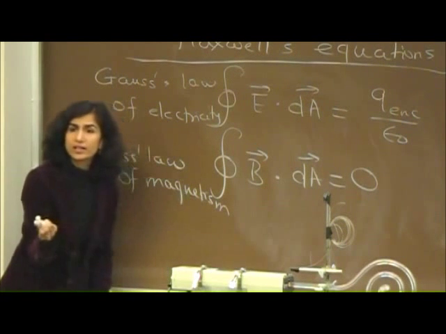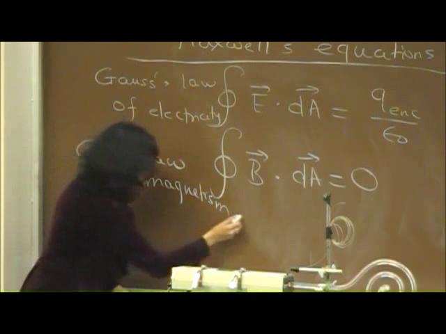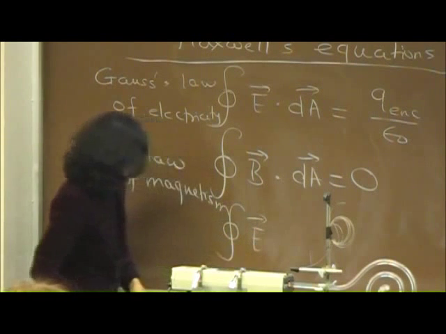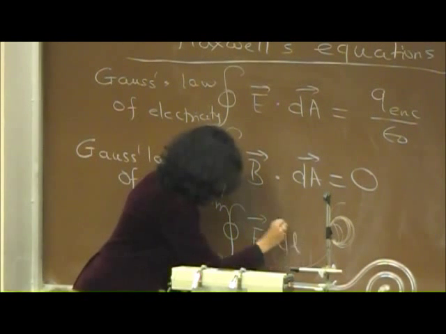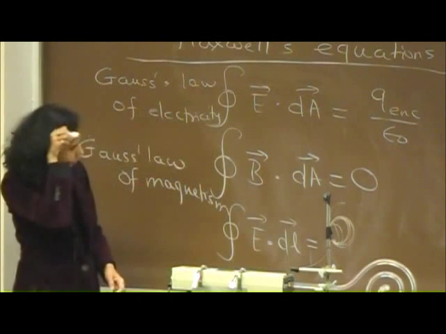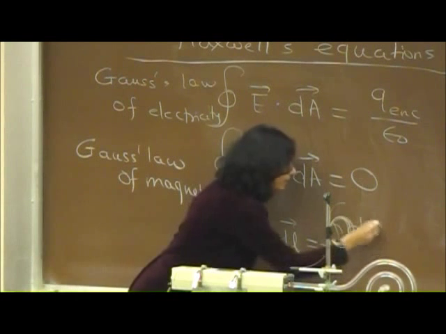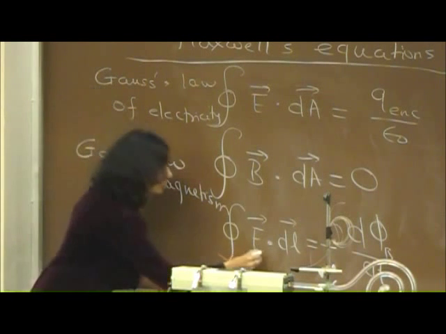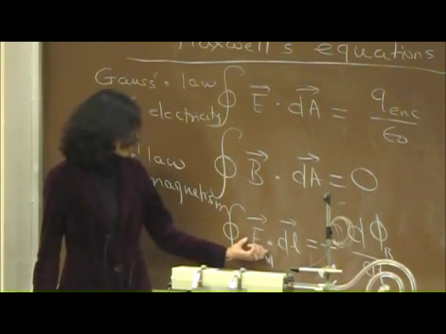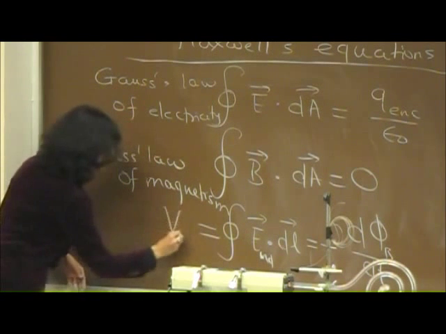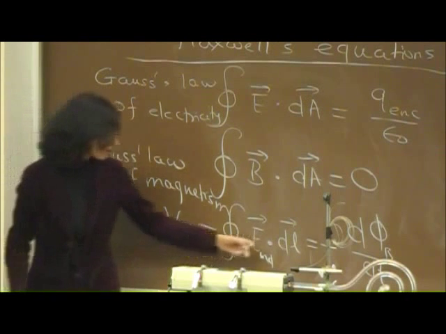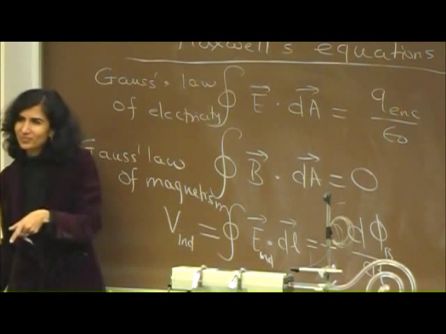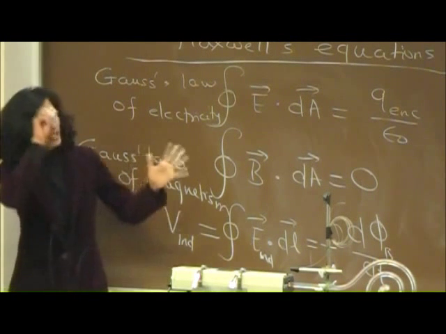Then what else did we learn? We learned Faraday's law. Faraday's law says that integral E dot dl is equal to minus d phi B over dt. So this is the induced electric field. You can call it V induced if you like; V induced could be written in terms of the induced electric field. Remember, we said the induced electric field will form closed circles. So they are related. And what is the last thing?